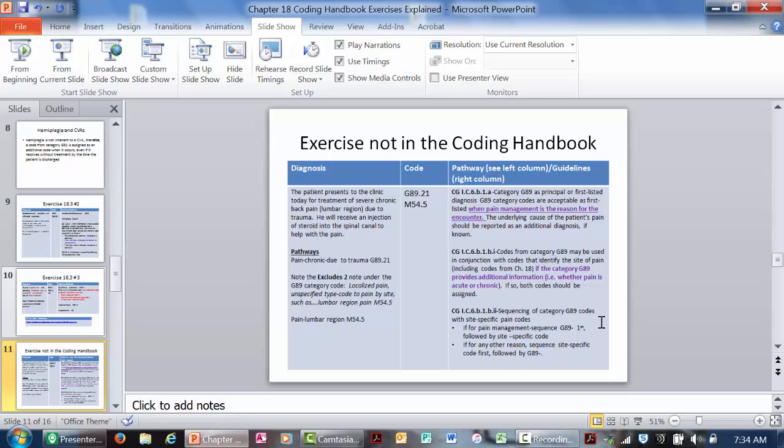And last of all, the sequencing. If the pain management is why someone's there, G89 is first, followed by the site. But if the patient is in the hospital or the clinic for any other reason, that site-specific pain is coded first, followed by the G89 category code. So hopefully you can see where I used all 3 of those coding guidelines to be sure that I was coding this correctly.